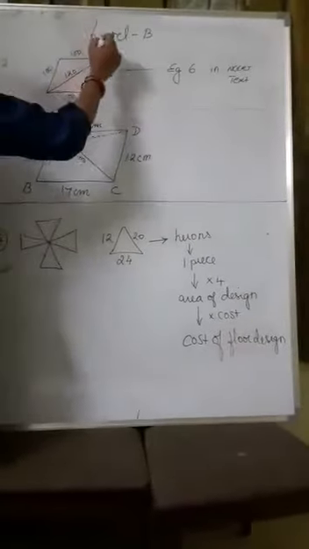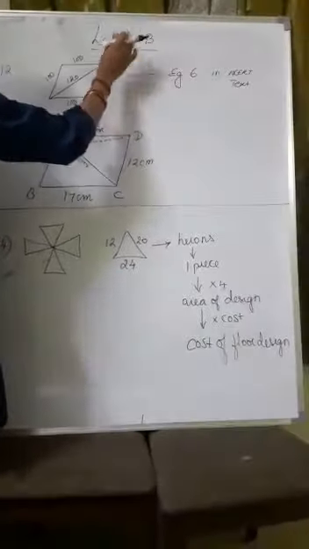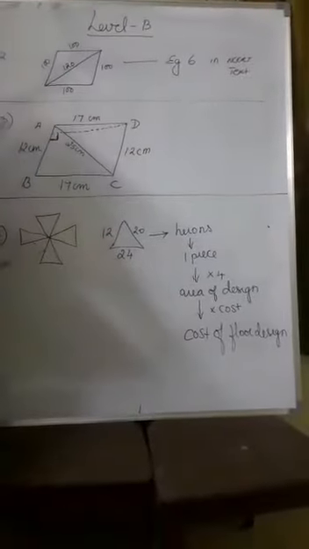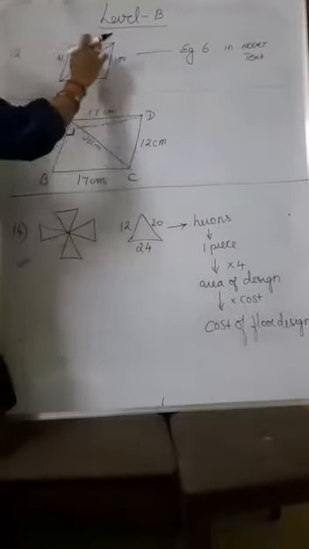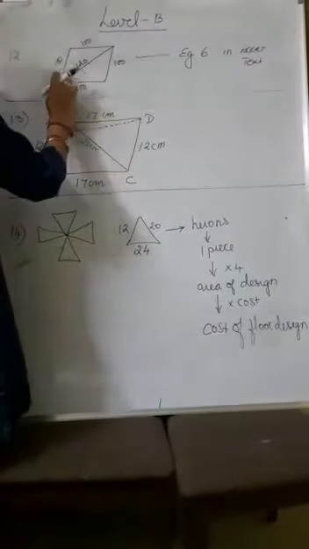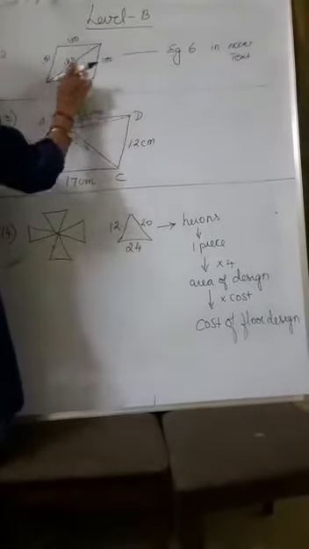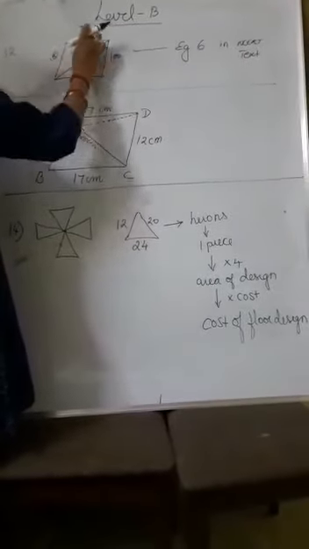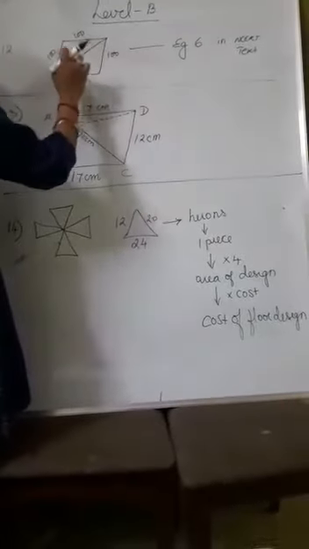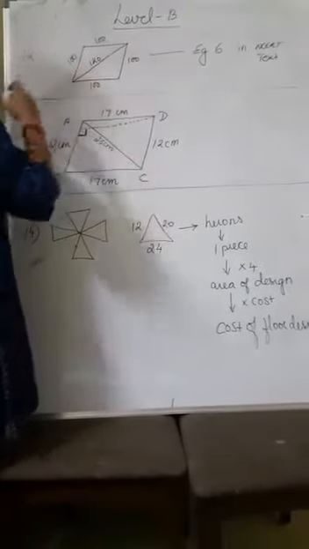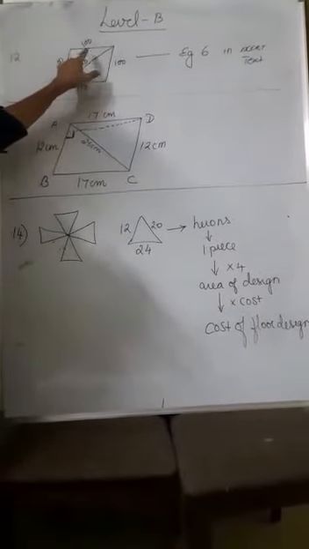Now I am going to give the hints for the level B questions. The first question is: there is a rhombus-shaped land and the perimeter of the land is given as 400. A rhombus has all four sides equal, so it is 100, 100, 100 and 100, and the diagonal is given as 120.